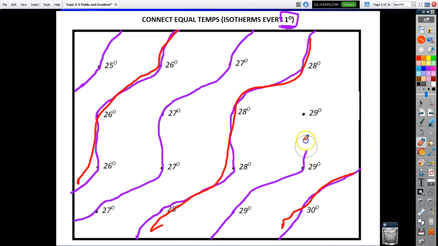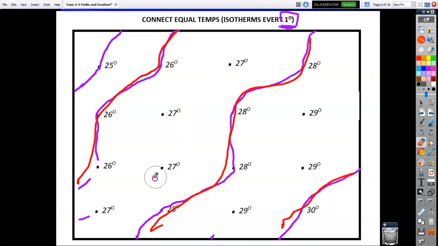You would not be drawing this one, and you would not be drawing this one. Oops. And you would not be drawing this one. You're only drawing the even numbers. So you have to read the directions carefully. It'll tell you you're doing every 1 degree, 2 degrees. And again, pencil, pencil, pencil, pencil. That's the best thing to use on these.